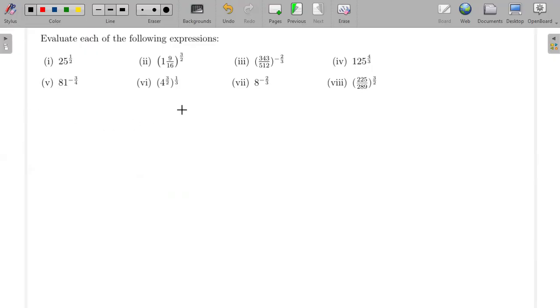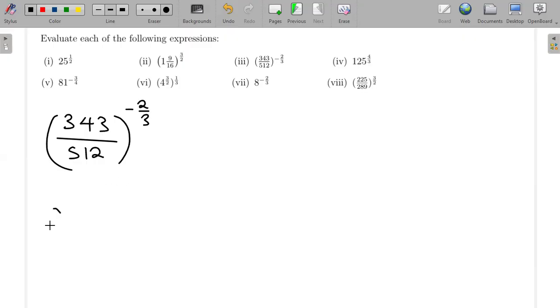Just ask. So the third one is (343 divided by 512) to the power minus 2 over 3. Okay, so what we notice first of all here is that we have a negative power. So how did we say we're going to handle a negative power? Okay, so if I have a to the power minus n, this will just be the same as 1 divided by a to the power n, right?